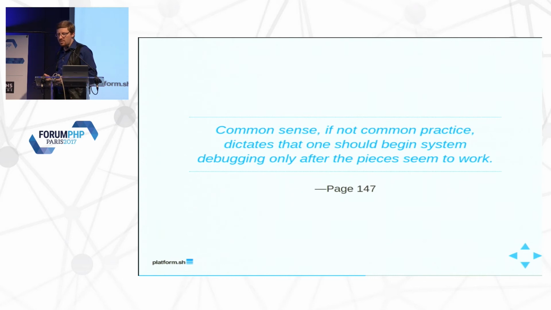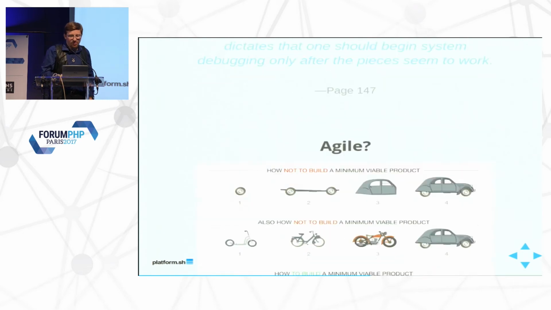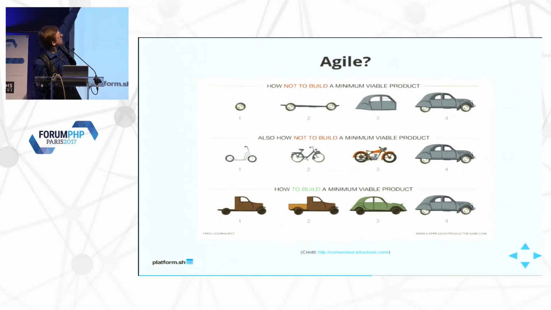Now again, someone's probably looking at this and saying, but isn't that just Agile? Or, but Agile says... who's thinking that? No one's going to own up to it? Okay, I know someone is. You've probably seen pictures like this where, you know, this is not how you build a minimum viable product. This is. Who has ever successfully turned a bicycle into a car?